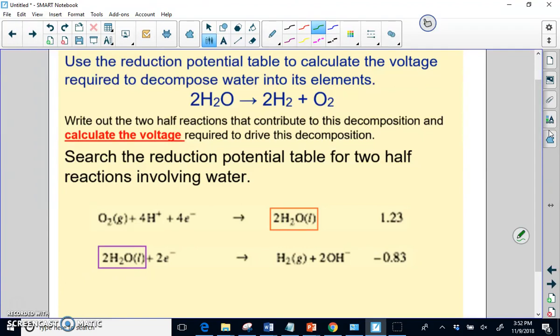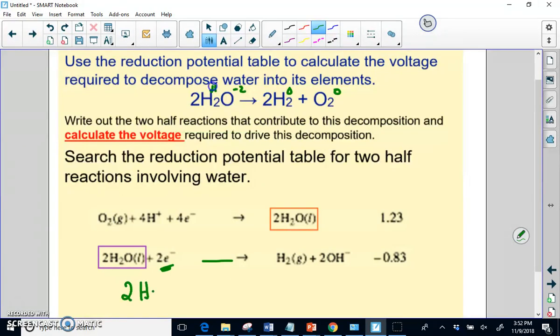If we take a look at these things, this went from +1 to 0, so it was reduced, and for the one with hydrogen, this is written in the reduction form because we see the electrons are being gained. But we said that oxygen was oxidized, so it went from -2 to 0. So this reaction here is a reduction reaction because it came from the reduction table. We need to flip it.